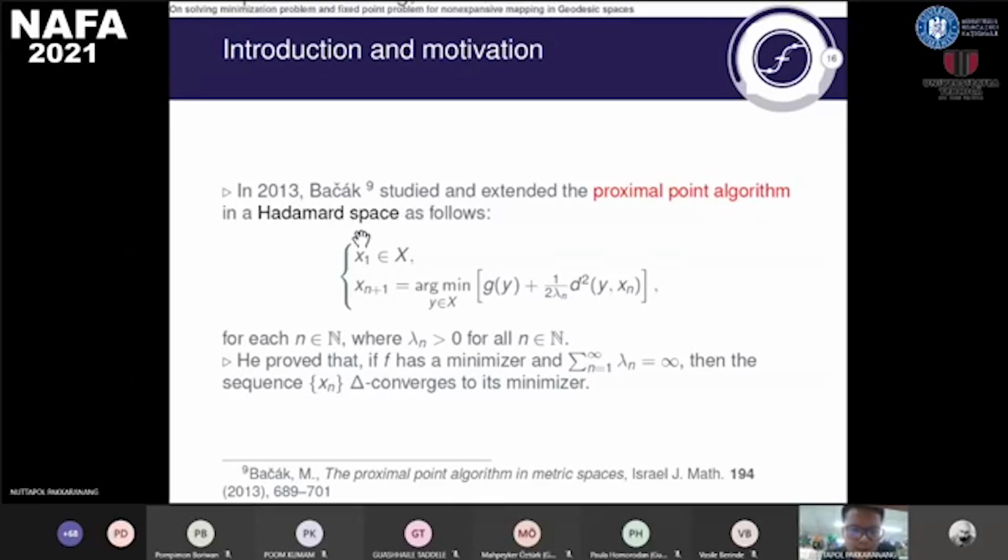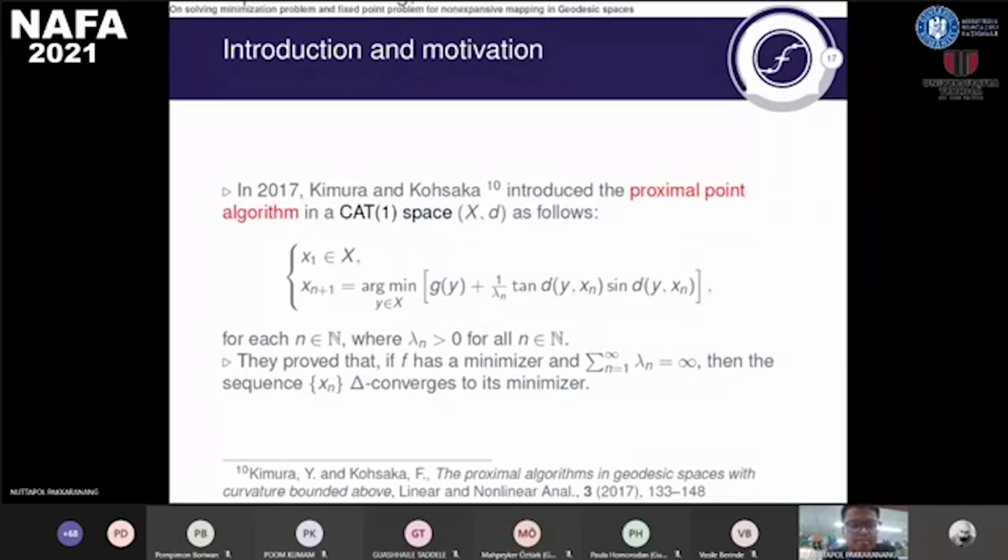The algorithm is generated by this. He proved that if F has a minimizer, then the sequence xn delta converges to its minimizer, from reference number 9.